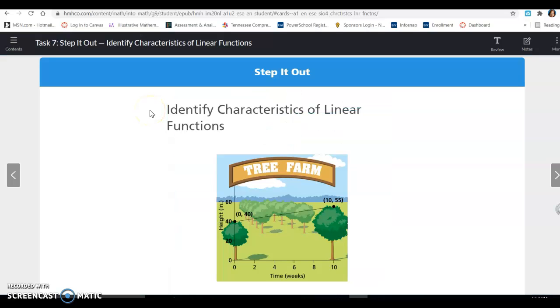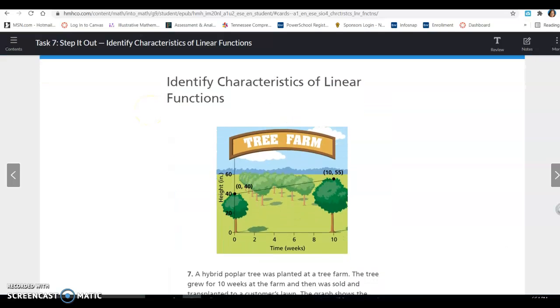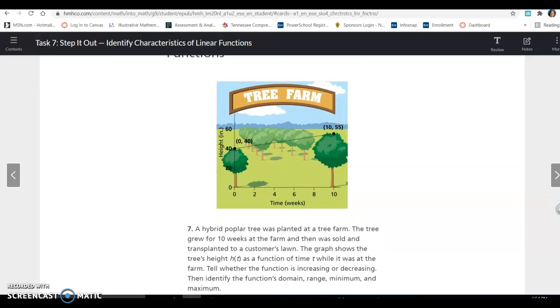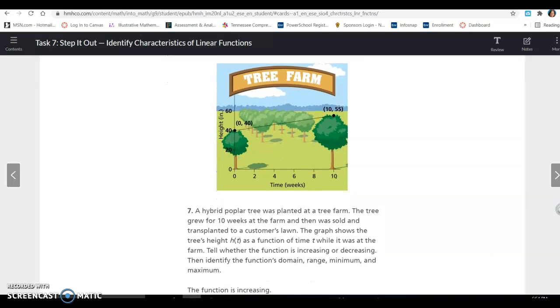All right, guys, still looking at identifying characteristics of linear functions in 4.3. We're going to look at a tree farm. It says a hybrid popular tree was planted at a tree farm. The tree grew for 10 weeks at the farm and then was sold and transplanted to a customer's lawn. The graph shows the tree's height, h of t, as a function of time while it was at the farm. Tell whether the function is increasing or decreasing. Then identify the function's domain, range, minimum, and maximum.